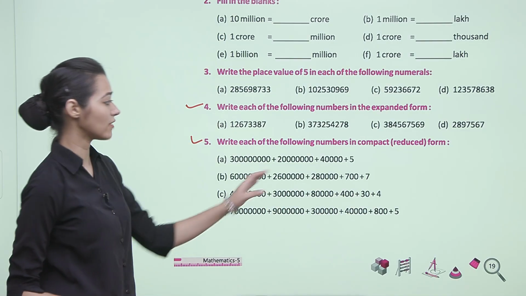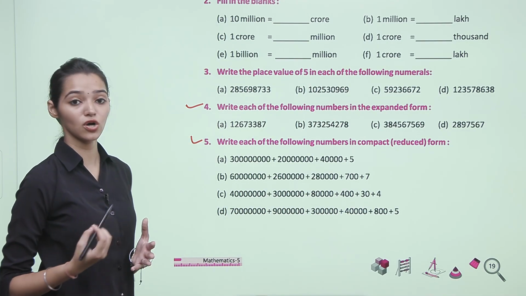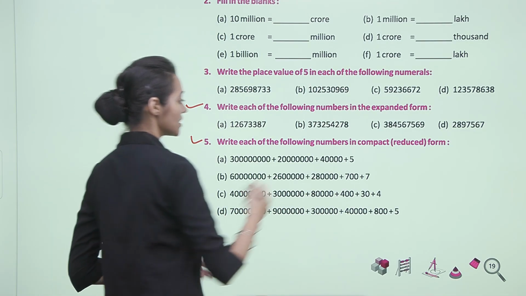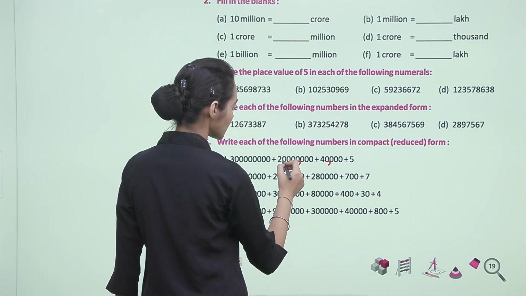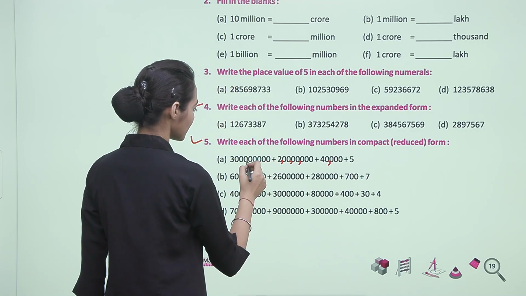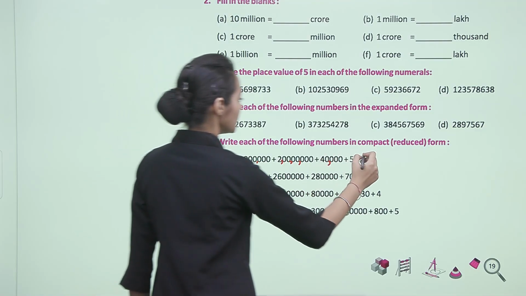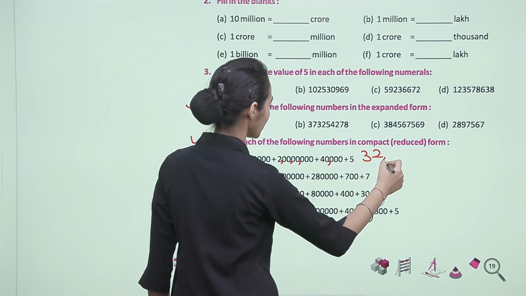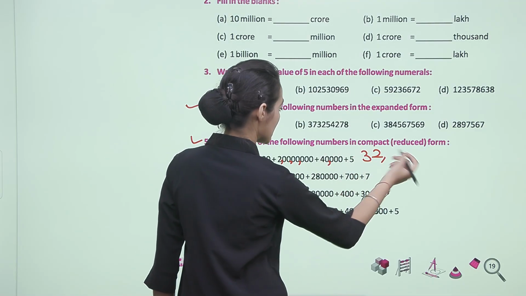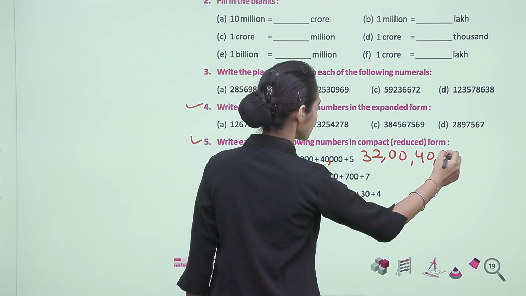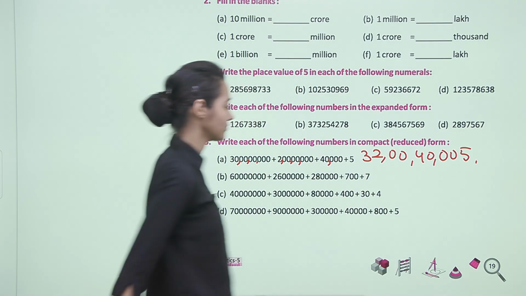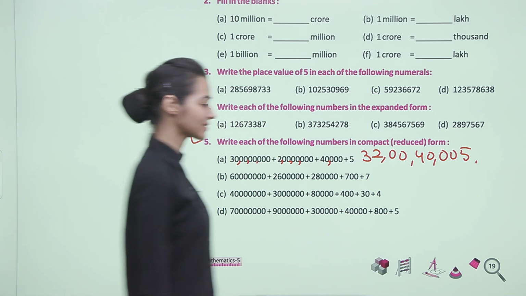Now in the fifth one, we have to write each of the following in the compact or reduced form. So this is 5,40,000, this is 2 crore and this is 30 crore. So it is 32 crore 40,005. That's how you can complete the remaining ones.